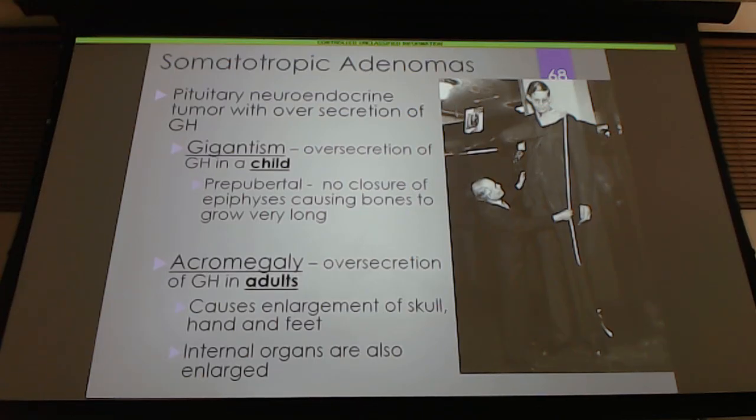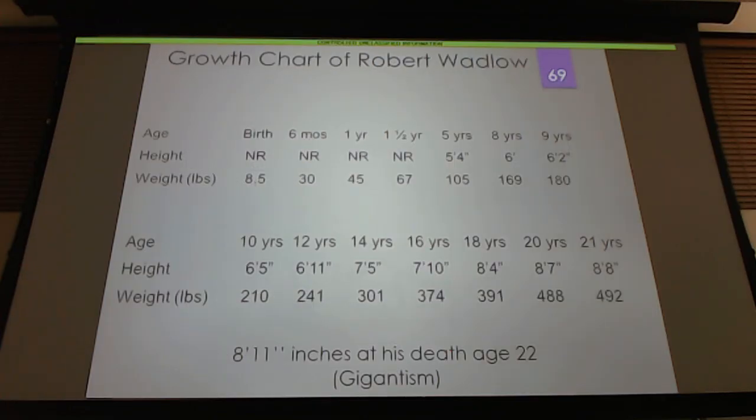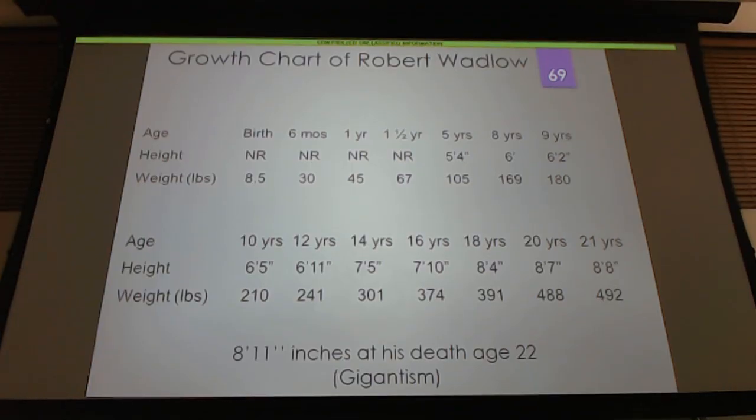Huge scary thing is the impact it has on our internal organs and our cardiovascular disease. So let's briefly talk about gigantism really quickly. So this guy, Robert Wadlow, is the kind of the most famous guy for gigantism. Look at his height. He was 5'4", and then jump a few years ahead, he is 6 foot at 8 years old. Yeah, so he's already taller than me. At 10, he's 6'5".